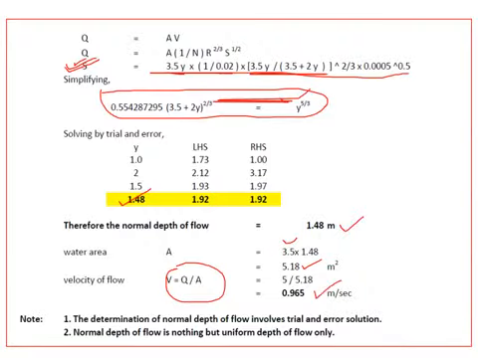So here is a typical problem of determination of normal depth. Since Y is not known, it always involves trial and error. But nowadays calculators will give direct values of Y if you substitute the equation, so there is no need to do trial and error. Generally, the normal depth of flow is nothing but the uniform depth of flow. That means you should find out the value of Y.